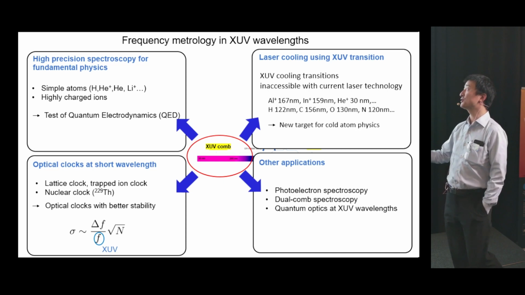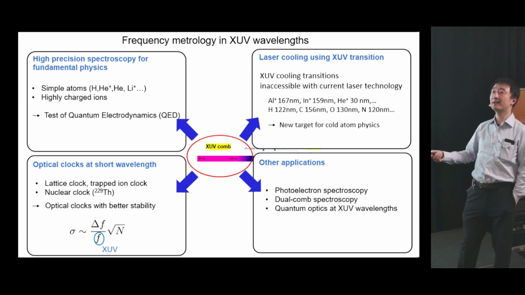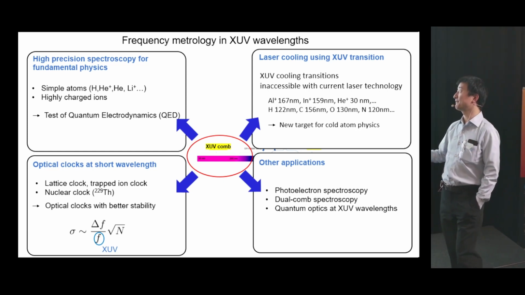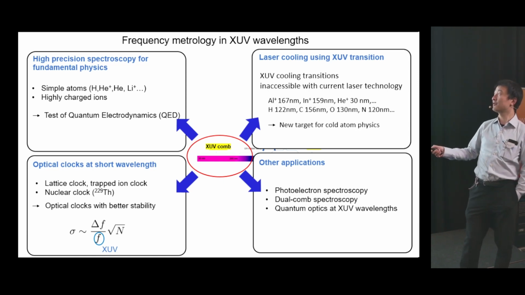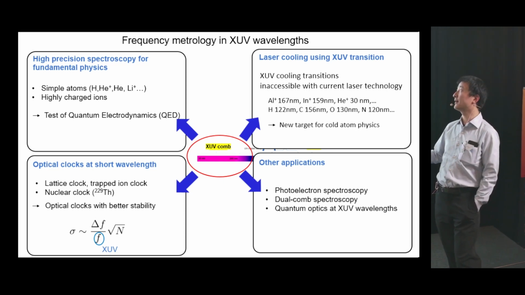There are many transitions at very short wavelengths, and all of these transitions can be described very precisely by using the theory of quantum electrodynamics. So by measuring such short wavelength transitions and comparing them with the theoretical predictions of QED, we can test such a fundamental theory of quantum mechanics.